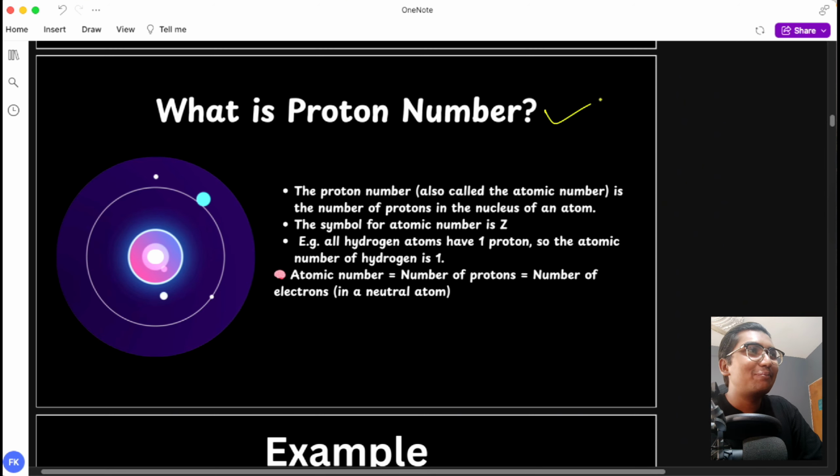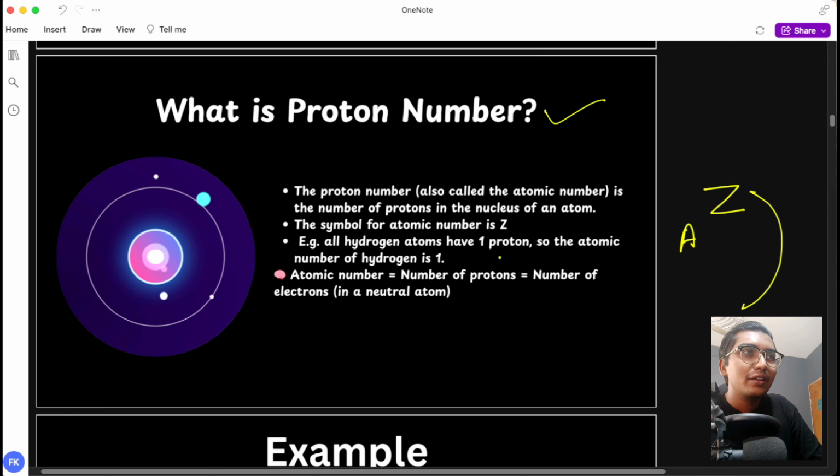Now let's look at proton number. This is very interesting. Proton number is also called atomic number. It is denoted by the symbol Z. If you see the Z, suppose an element A, if you see the Z above, it always means atomic number. Okay, for example, let me give you guys an example.